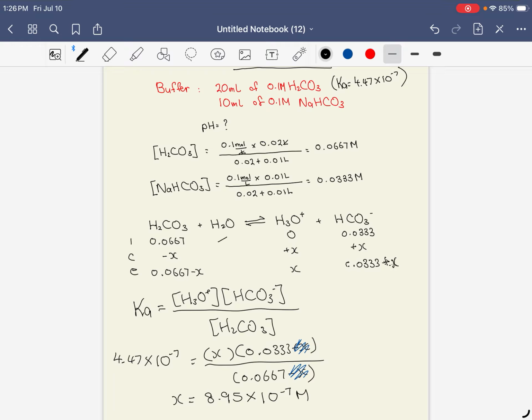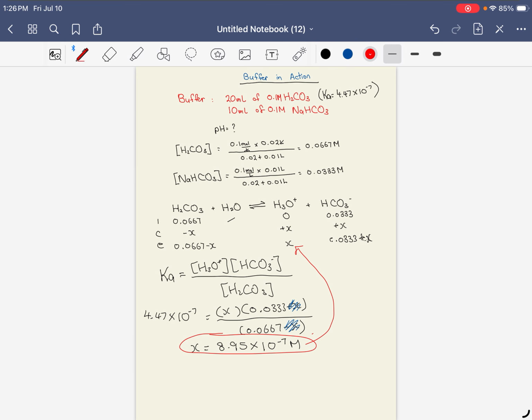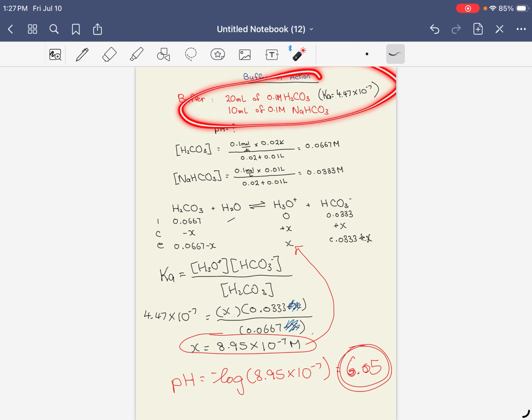So what is X? X is the concentration of H3O plus at equilibrium. So I can directly calculate pH. pH is equal to the negative log of 8.95 times 10 to the power of negative 7, because that's how you find pH: the negative log of H3O plus at equilibrium. So that will be 6.05. The pH of this buffer is 6.05.